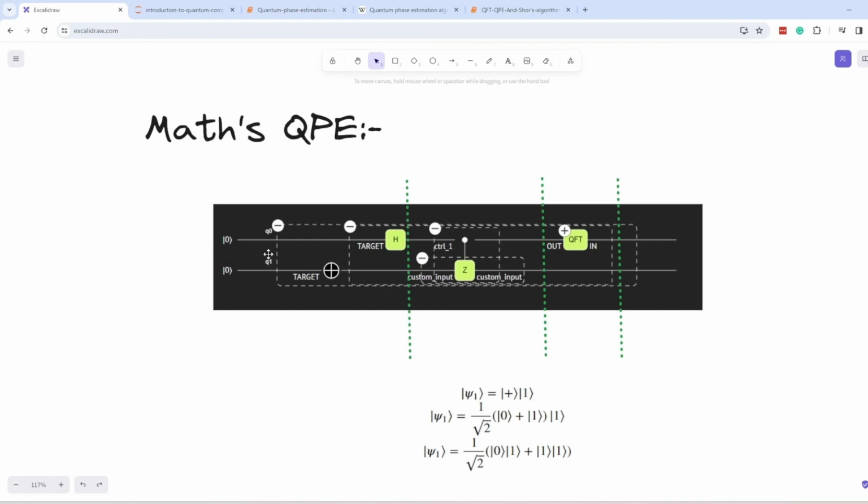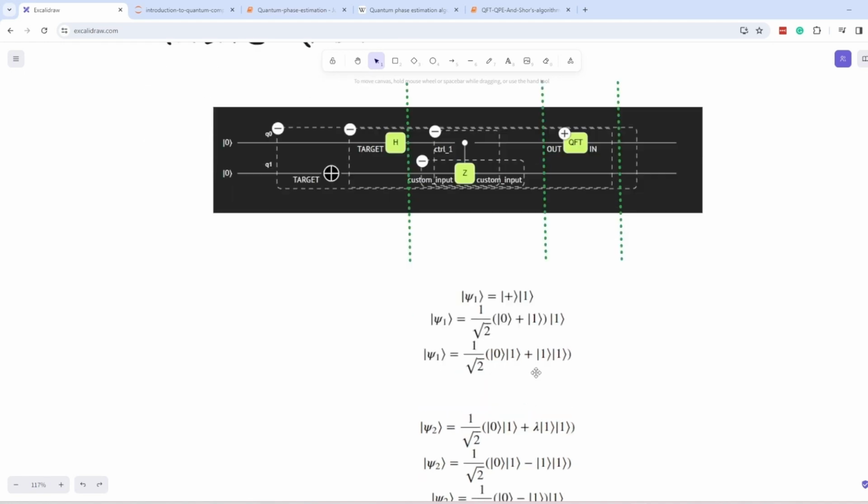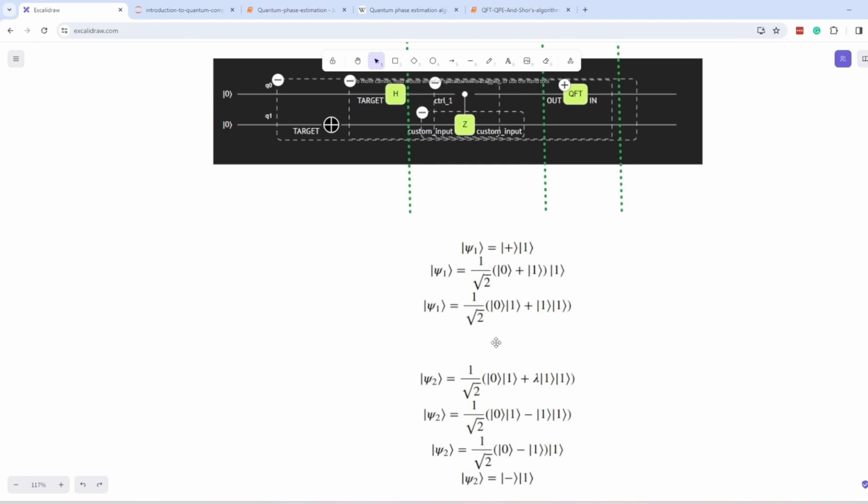So we have the input as the 1 state and the evaluation register in the state plus. So at point psi 1 we have plus 1, and plus can be expanded to 1 upon root 2 (0 plus 1). After that we can multiply this 1 inside like this. At psi 2 we are applying the controlled Z gate. When this controlled Z gate is applied, since this is the 0 state, the control is 0, so nothing will happen here, but here the control is 1, so this eigenvalue will be multiplied here.